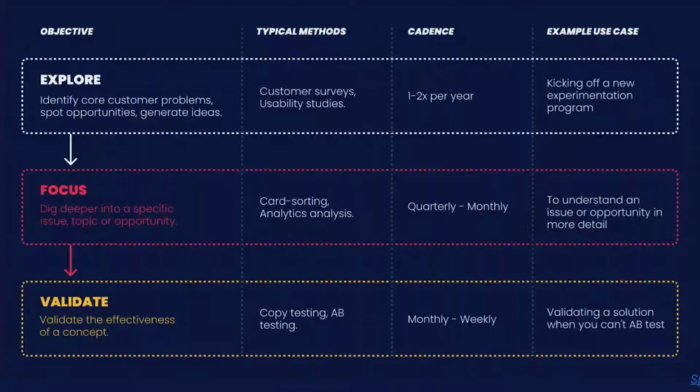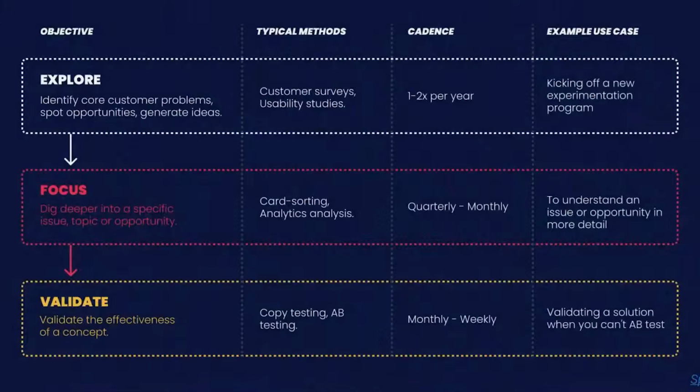And then finally, we have validation research. So this is ultimately where we look to validate the effectiveness of a concept or a solution by gathering data. A/B testing is a form of validation research. Arguably, it is the most robust given the way that the data is collected, etc. But there are other methods that you can use to validate and gather data to support concepts and solutions as well. As well as A/B testing, we can think about things like copy testing, prototype testing, etc.